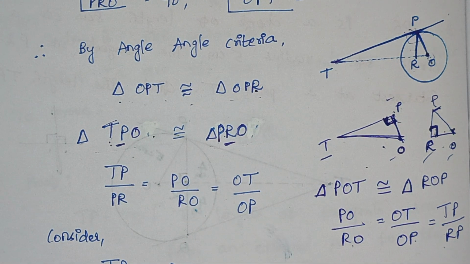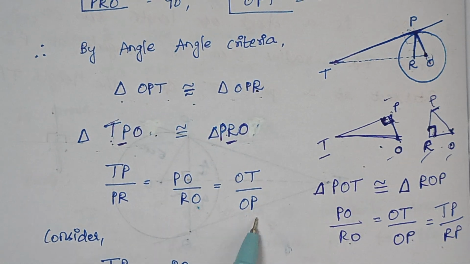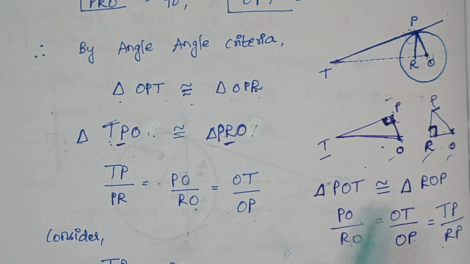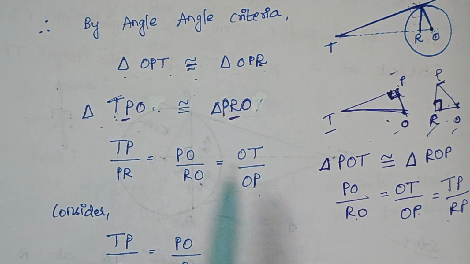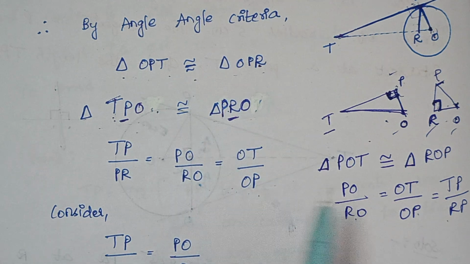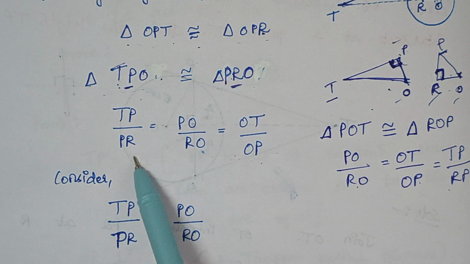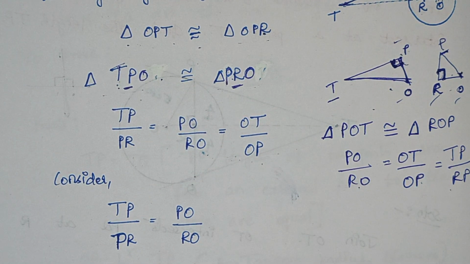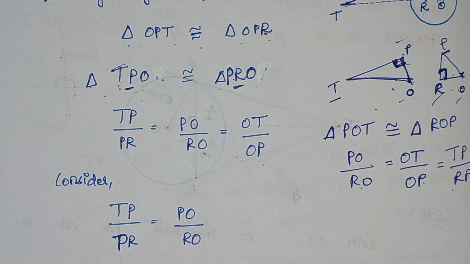By the angle criteria, since these two triangles are similar, these sides will be proportional, that is, this ratio will hold true. So consider now what we need. We need to find TP, that is the length of the tangent. So here we can select the ratios accordingly. Now I have considered TP by PR, which is equal to PO by OR, because here we know the values of all the other things.